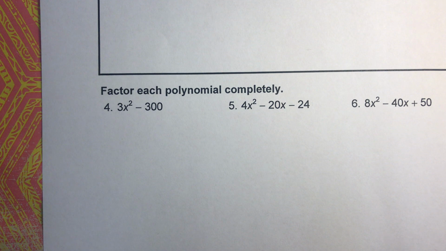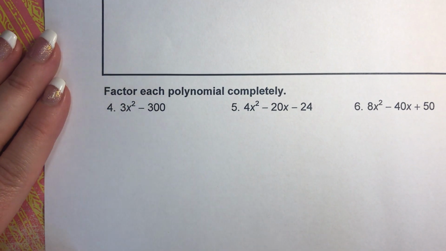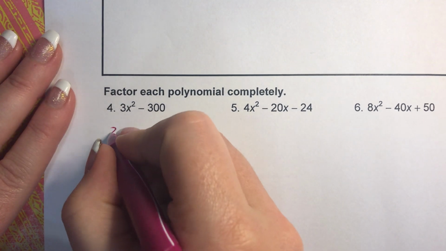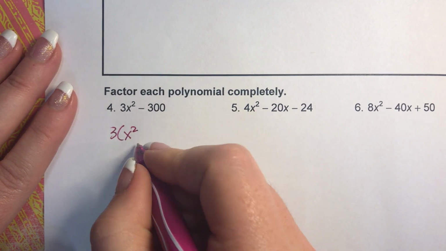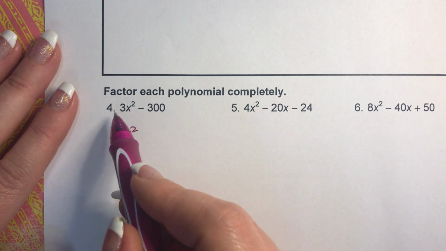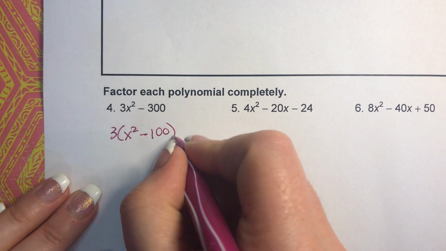Okie dokie, let's see how you did. So first thing, greatest common factor. Is there a greatest common factor here? Yes, 3. So we have to factor that out, right? 3 times x squared is 3x squared. 3 times 100 is 300.